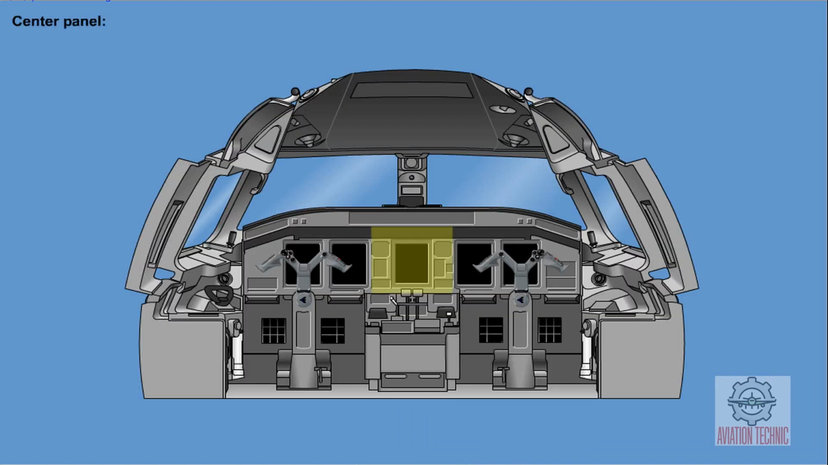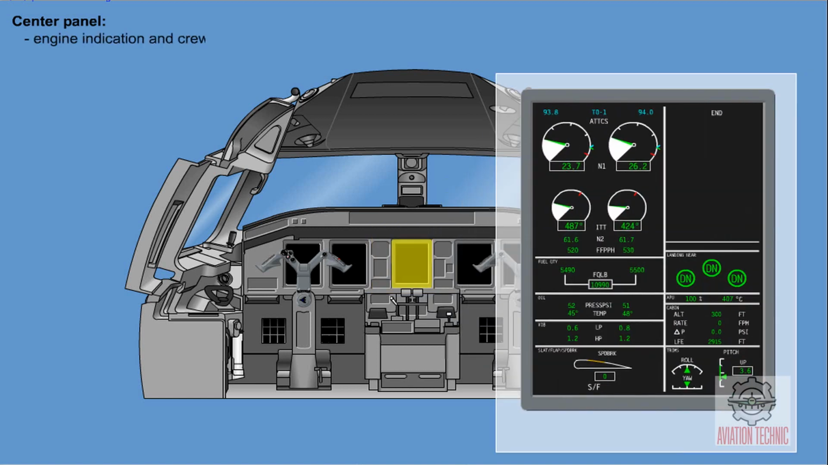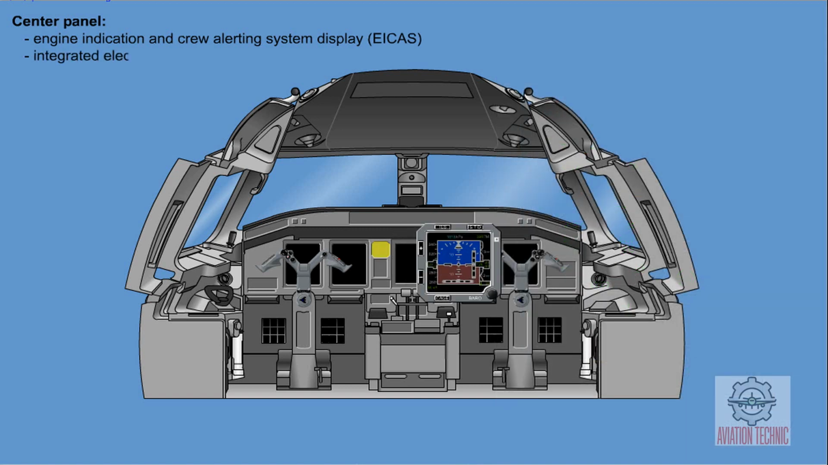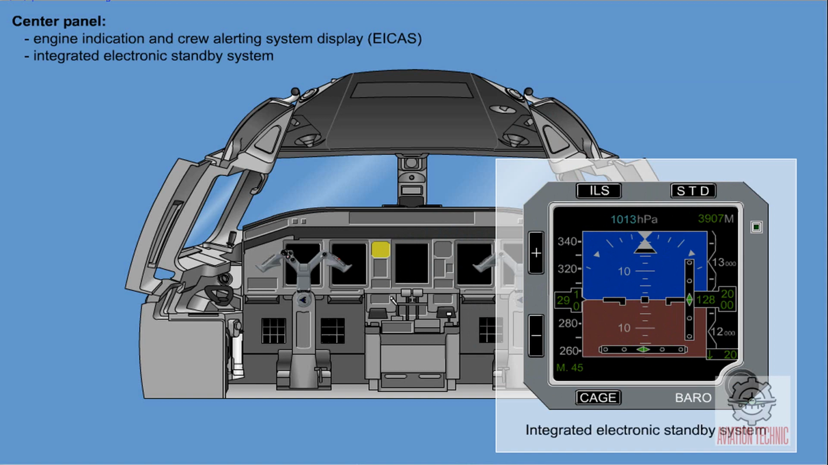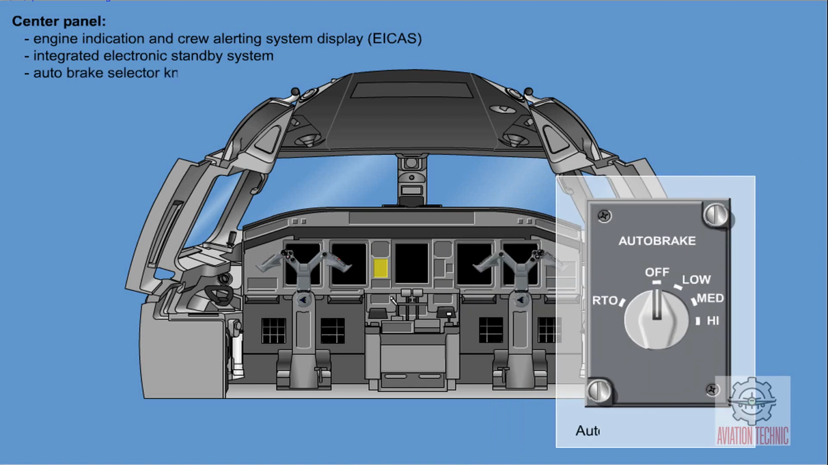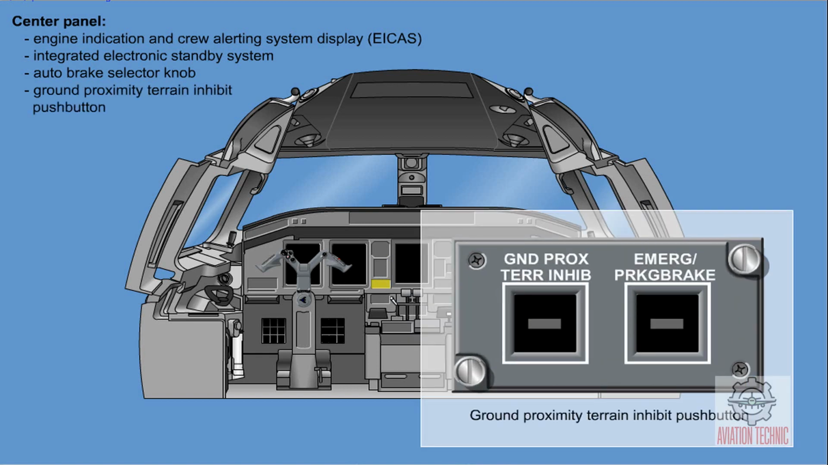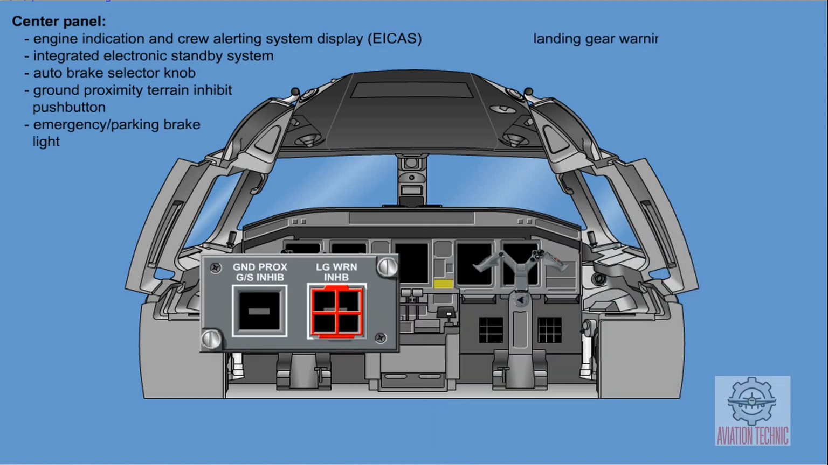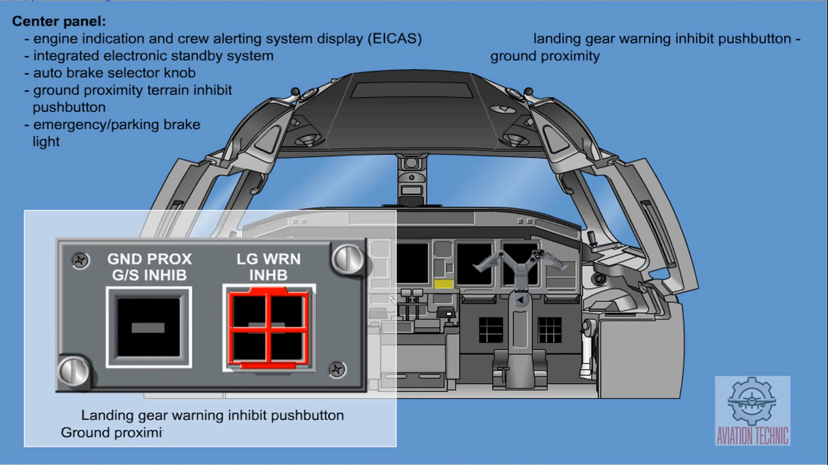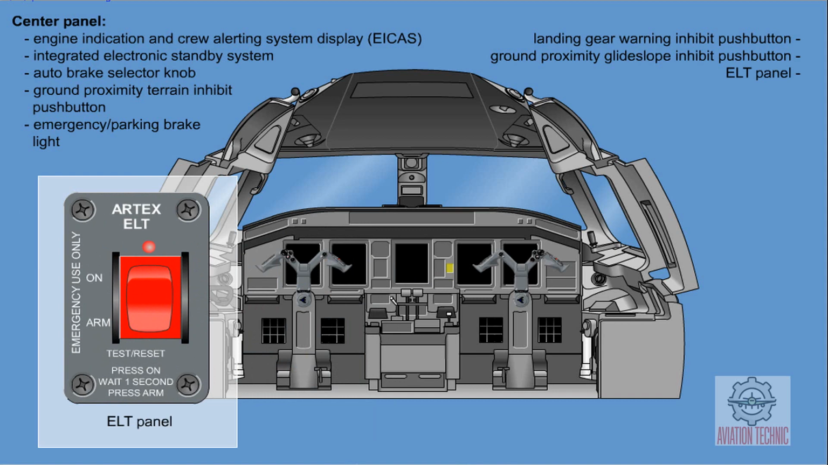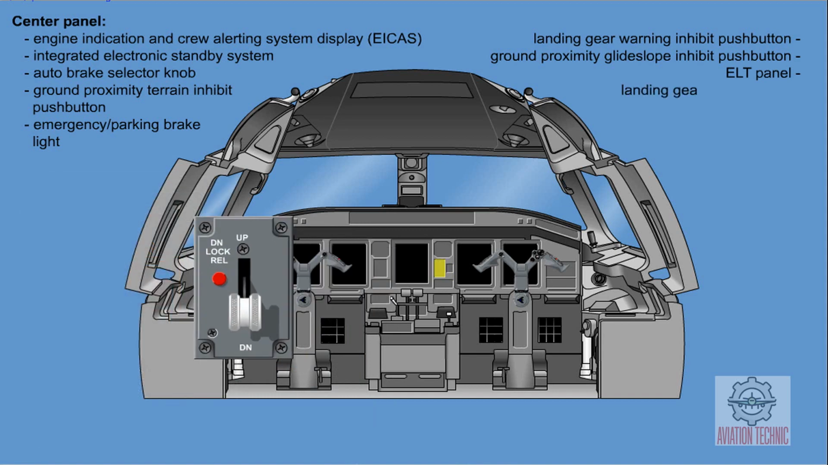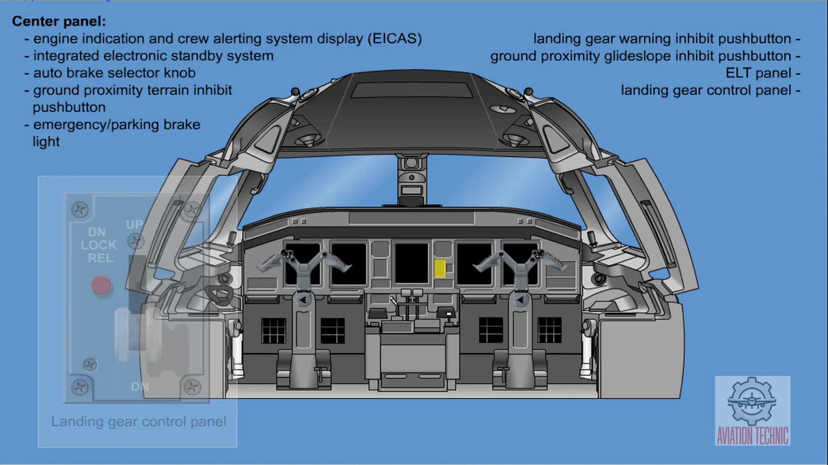On the center panel, the following components are found. The engine indication and crew alerting system display, EICAS, the integrated electronic standby system, the auto brake selector knob, the ground proximity terrain inhibit push button, the emergency parking brake light, the landing gear warning inhibit push button, the ground proximity glide slope inhibit push button, the ELT panel, the landing gear control panel, and the clock.